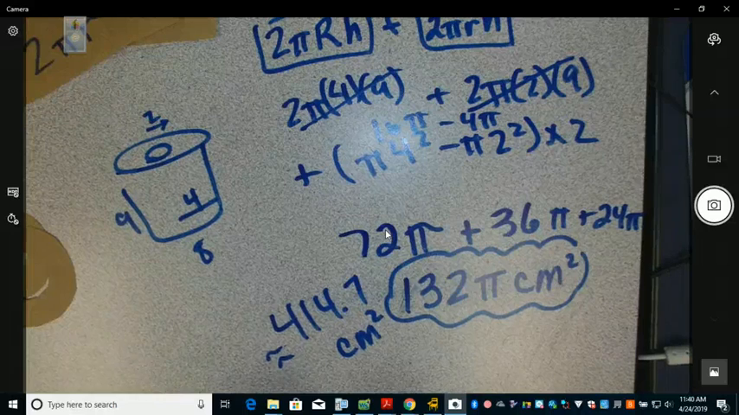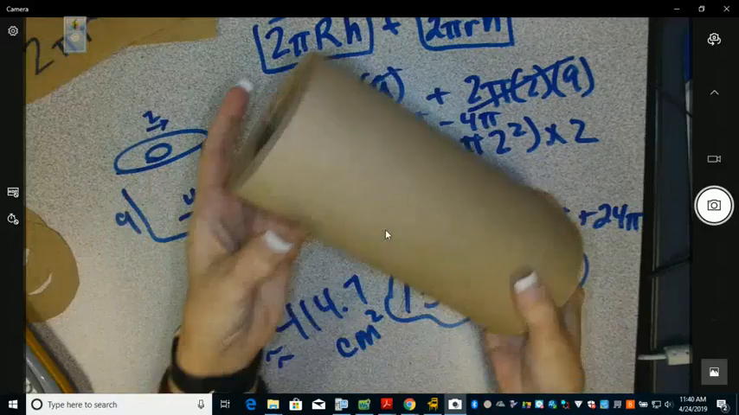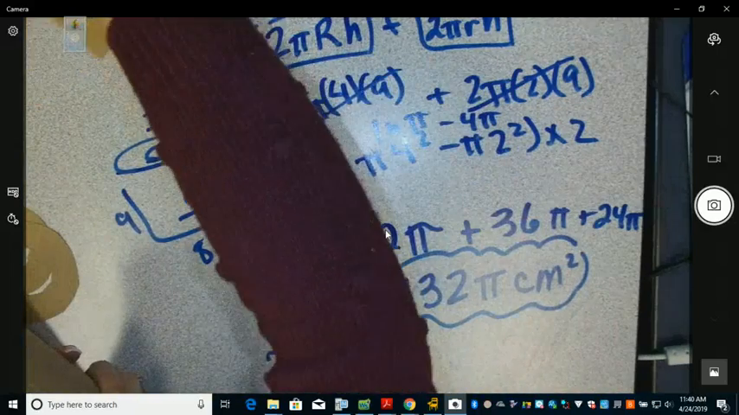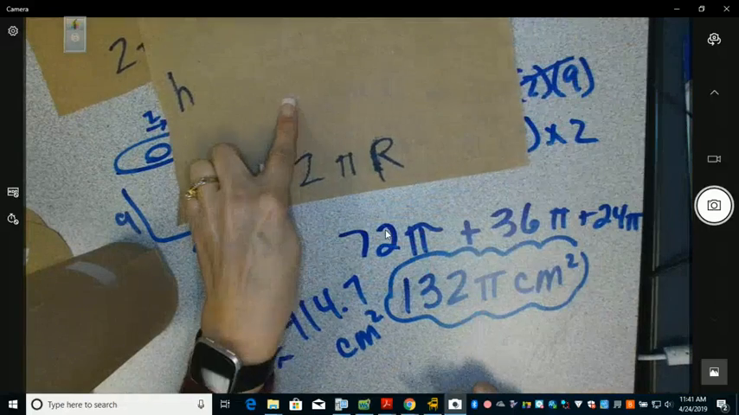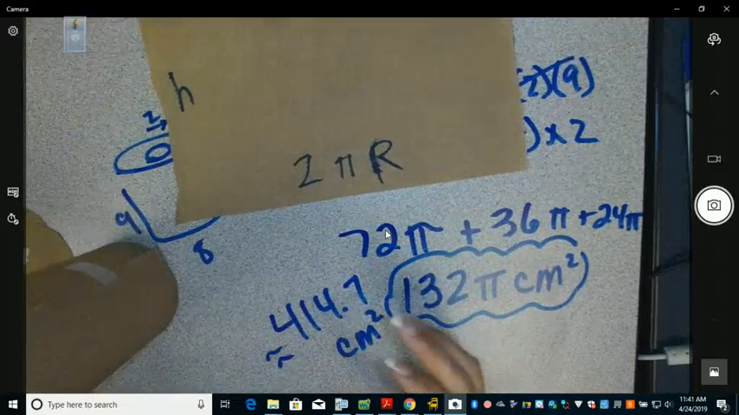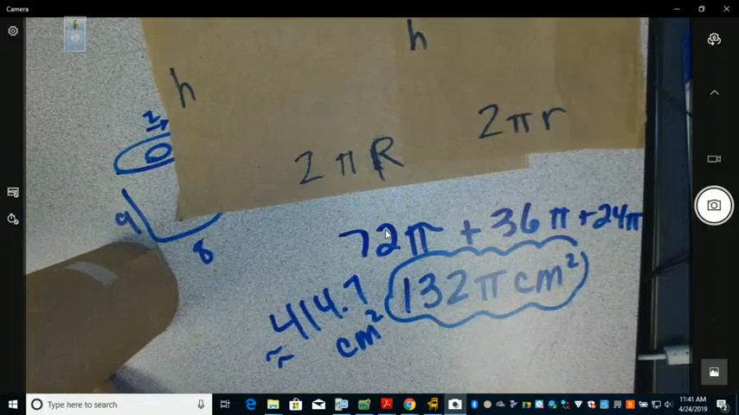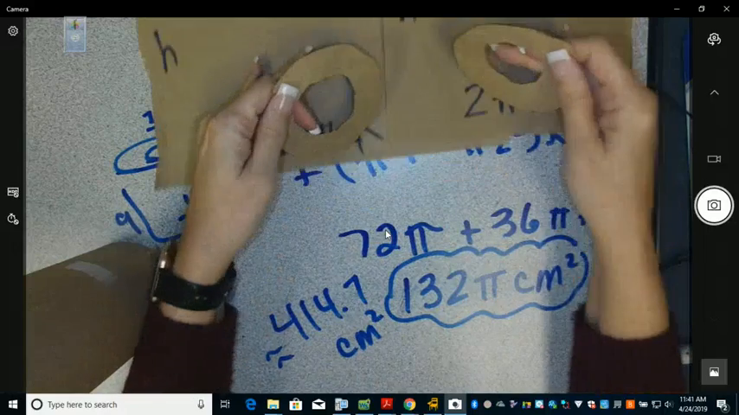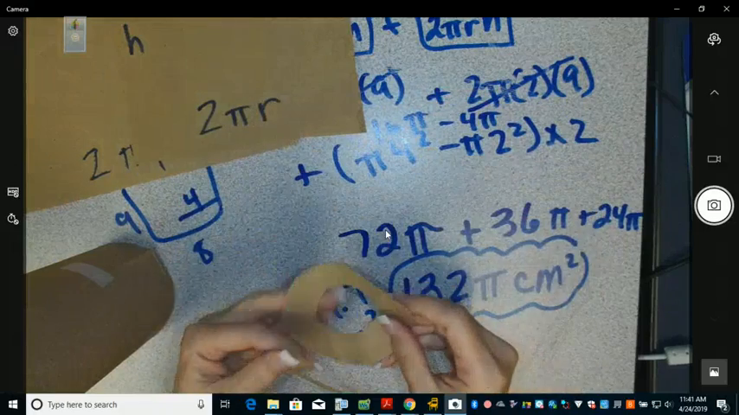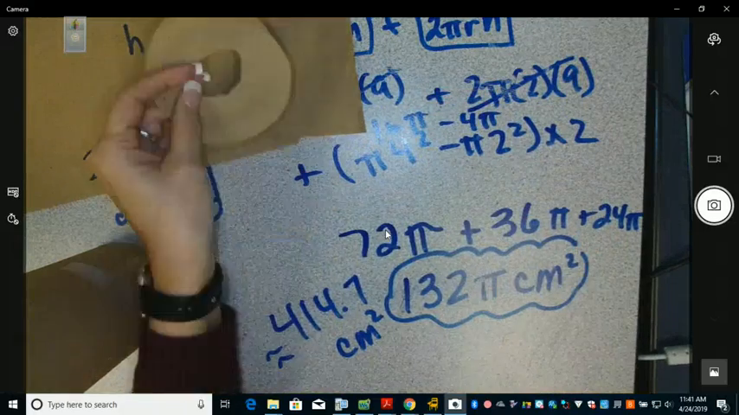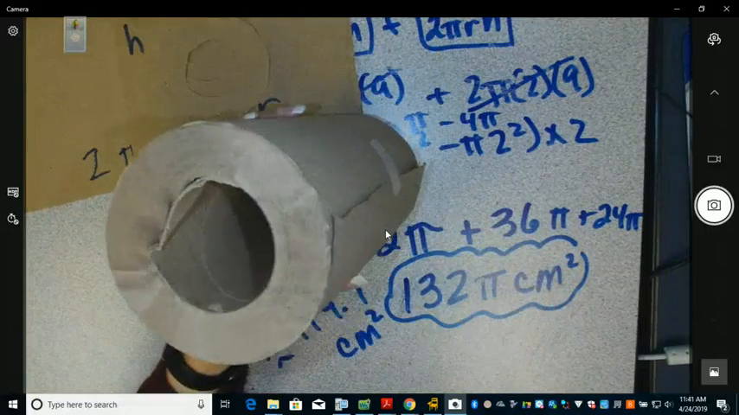That's the approximate answer. So, one more time, to find the surface area of this, we have to find the outside piece, which was 72 pi. We have to find the inside piece, which was 36 pi. And then we have to find each of these, which was 12 pi, and another 12 pi, which gives us 24 pi, and add them all together. So that was the cylinder problem. Then we used the paper towel roll to discuss.